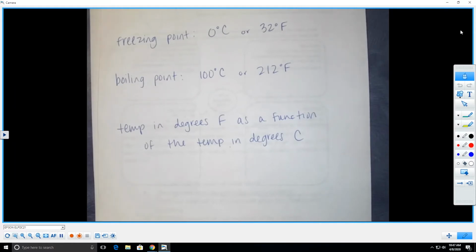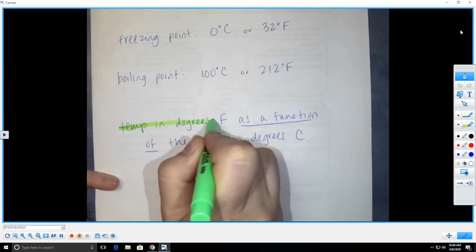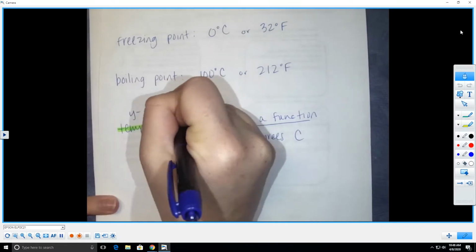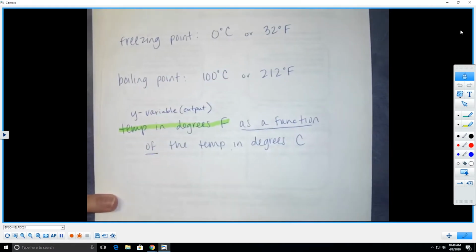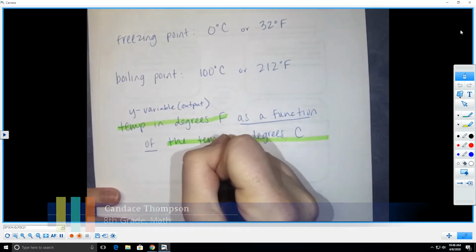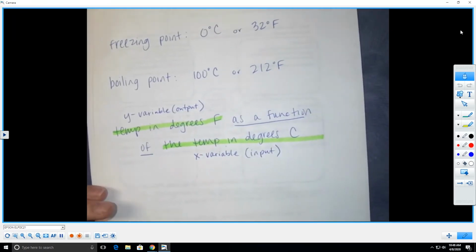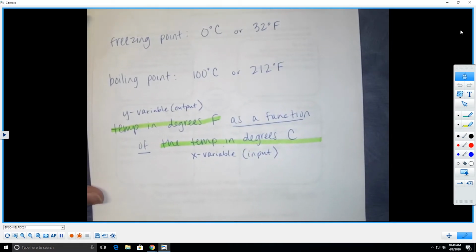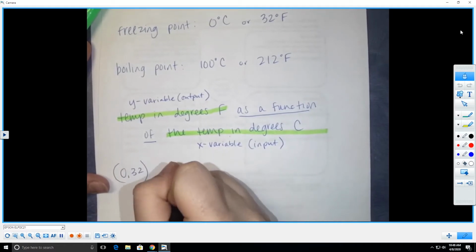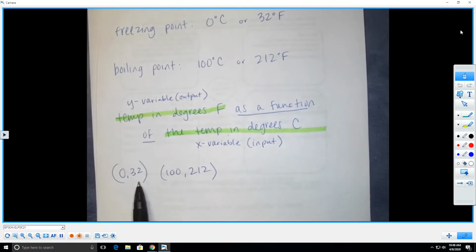Remember, when we write this statement as a function of, we are going to have this be our y variable, or our output, is a function of our x variable, or our input. To write our equation, we're going to use these points: (0, 32) and (100, 212). The initial value is 32.